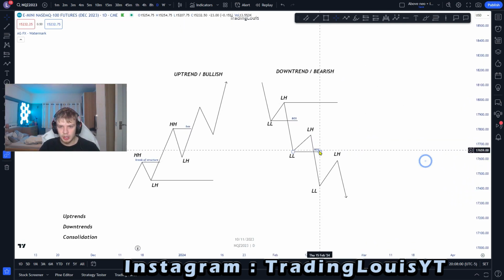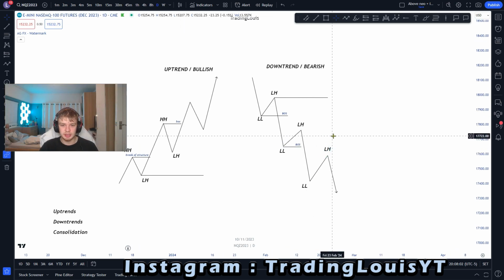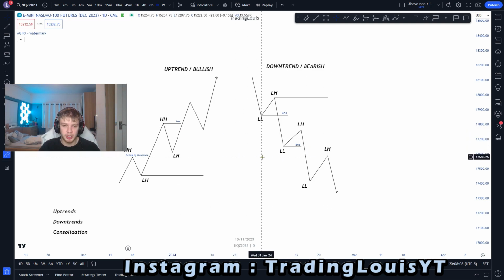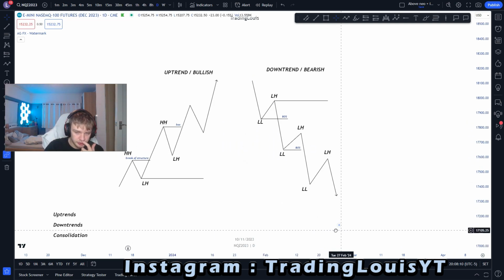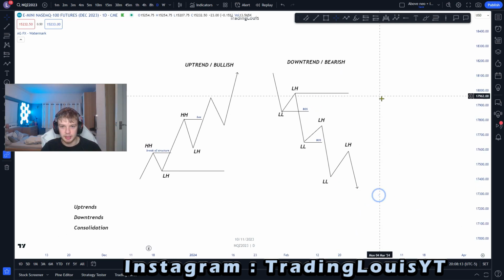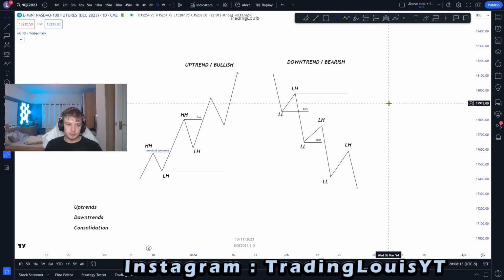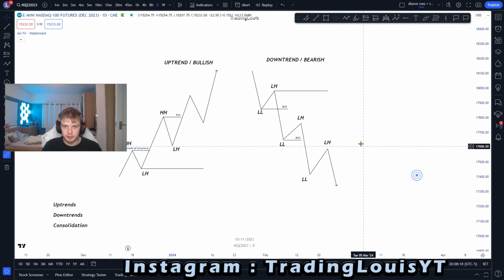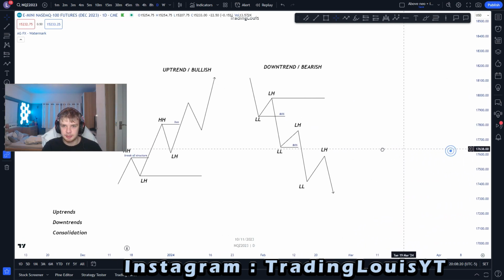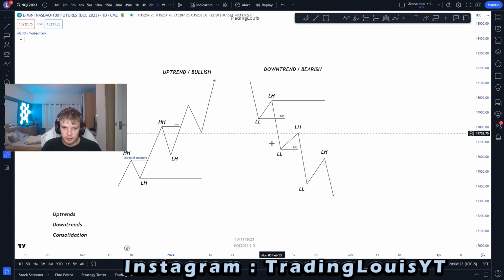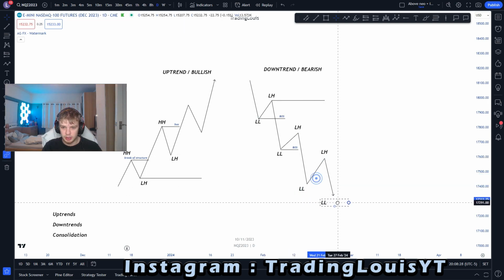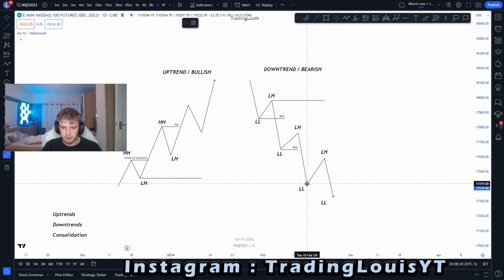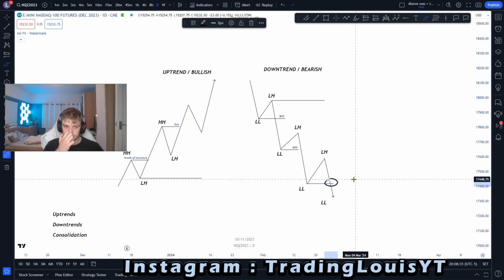Unlike a break of structure, all a break of structure is, is once it breaks the lower low or the higher high and carries on going in the same direction. Now, a change of character would be when it breaks the trend. So as you can see, if we're looking at this bearish downtrend, we have this lower low, lower high, lower low, lower high, lower low, lower high, and then another lower low here. So we get our break of structure right here. Right there is where our break of structure happens.